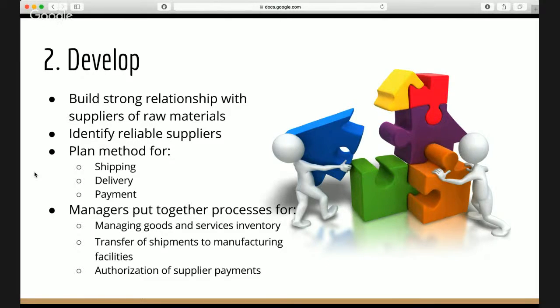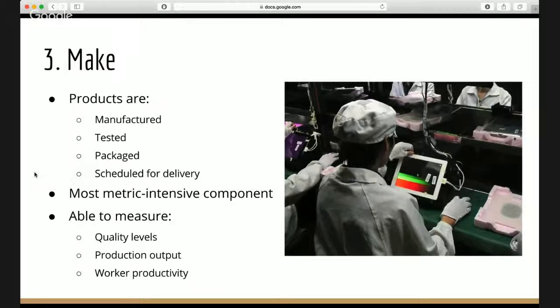So the third component of it is the make component, where products are actually manufactured, tested, packaged, and scheduled for delivery. And this is the most metric intensive component. As I mentioned before, they really go into what processes need to occur in order to get the best quality product, as well as specific details like profitability and how to minimize costs, which are mostly centered around this process and component. And from this, they're able to measure quality levels, production output, and worker productivity to further assess if their supply chain is truly efficient.